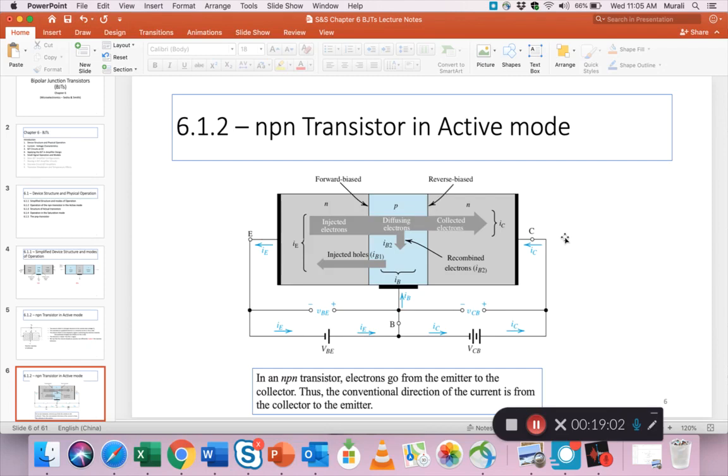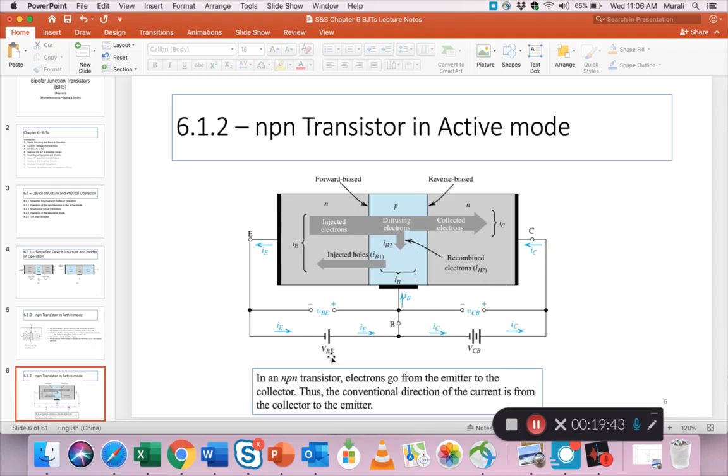In a PNP it's kind of reversed. Most of the current happens because of hole movement, but in an NPN transistor most of the current is because of electron movement. Remember, this is fundamental. Spend some time understanding this. Because electrons move here, we show the current direction with these arrows outside, as this is the conventional current direction. So we have an IE in this circuit, an IC in this circuit, and an IB in this circuit.